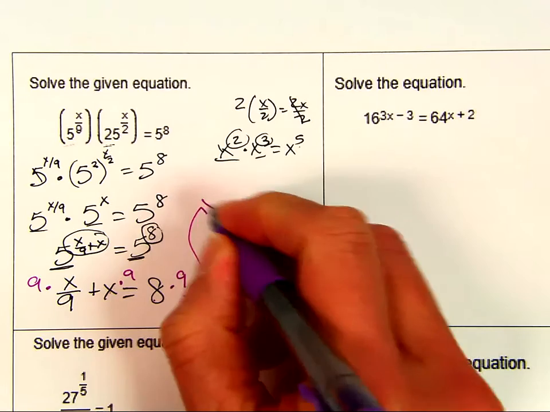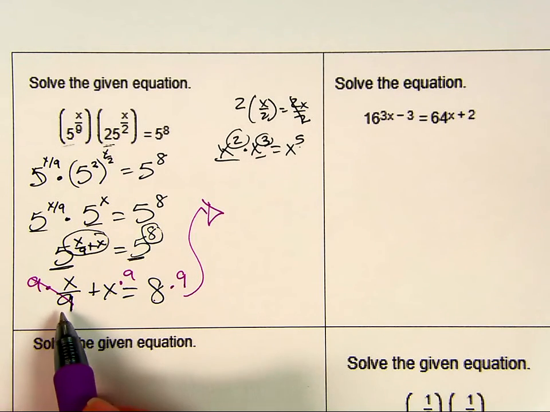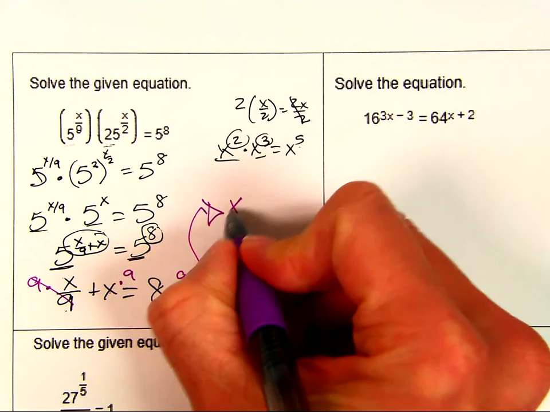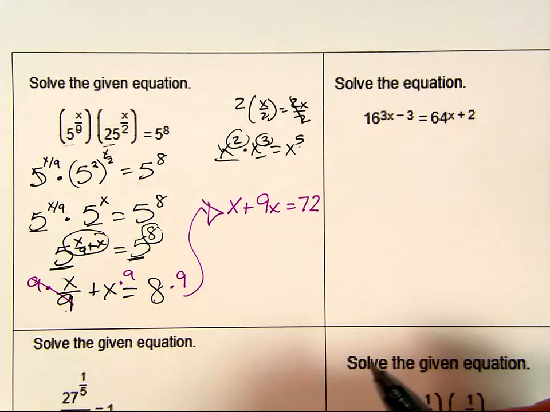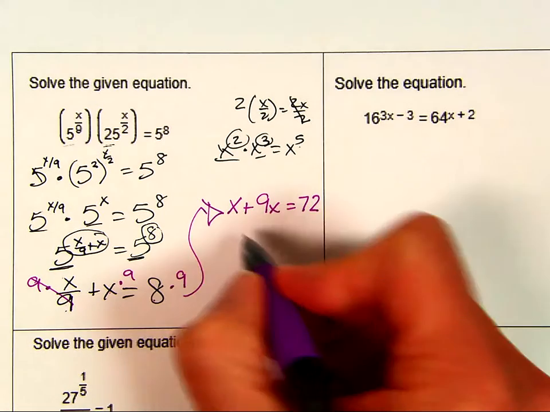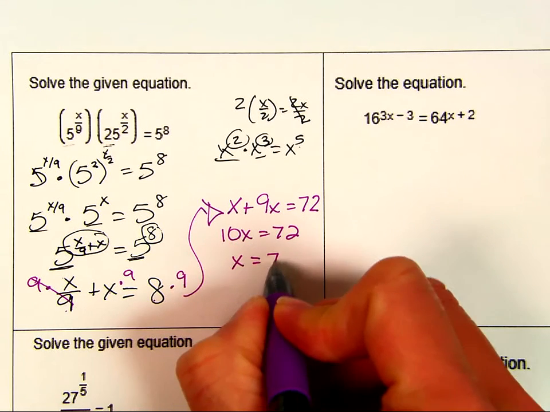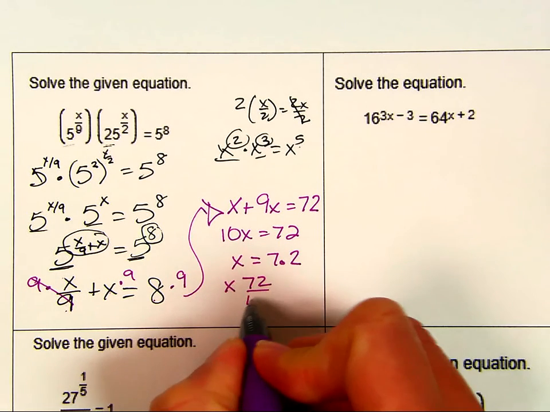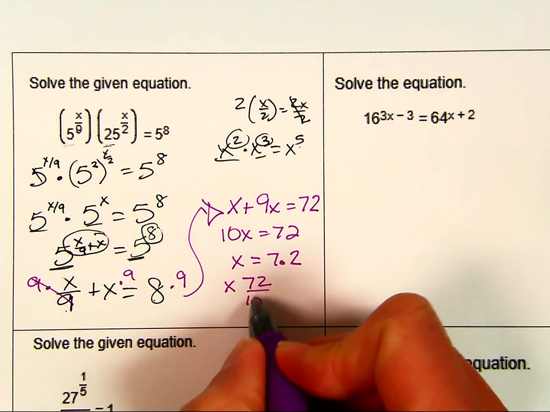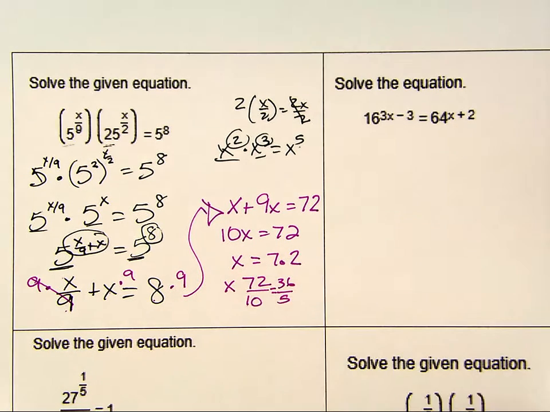So going up here now, the 9's cancel. That's why I do it, to get rid of the fractions. That's why I multiply by the common denominator. So I'm just left with 1x, or just x, plus 9x equals 72. Because 8 times 9 is 72. So I end up getting 10x equals 72. So x equals 7.2 if you do that in your calculator. Sometimes they might want it as a simplified fraction, so you can reduce that. That's 36 over 5. Either one.